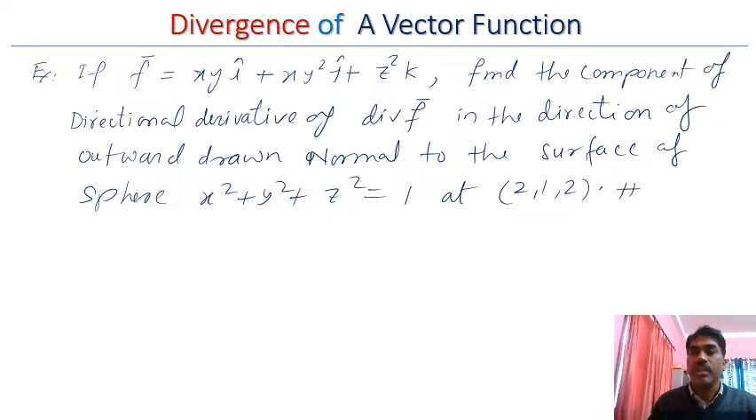So first understand what the question is saying. This f is some vector function. First you need to find the divergence of f, which will become a scalar function. Then directional derivative means gradient, so the gradient of divergence of f is again a vector function. Then find the component of that final vector in the direction of normal to this sphere at this point. So normal to this sphere is again gradient. So let us find the things one by one.